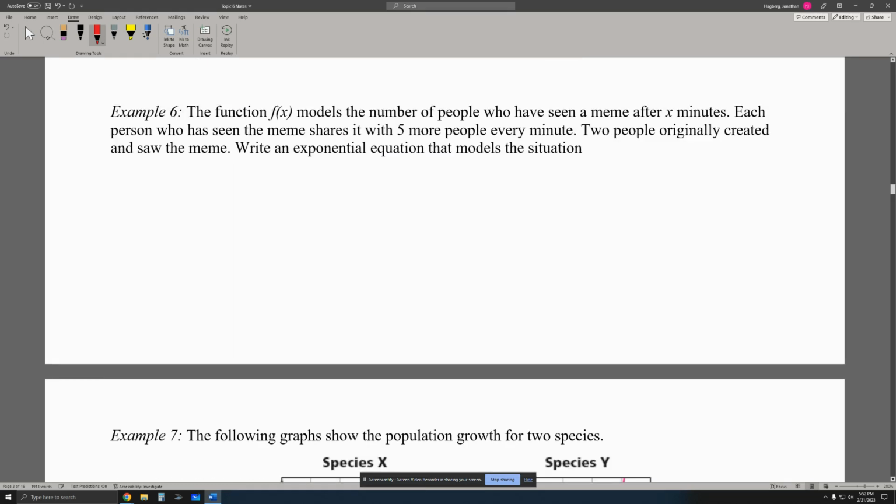Okay, example 6. The function f of x models the number of people who have seen a meme after x minutes. Each person who has seen the meme shares it with 5 more people every minute. 2 people originally created and saw the meme. Write an exponential equation that models the situation. So if we were to model this using f of x, we know that the initial value is going to be 2 because 2 people originally created the meme.